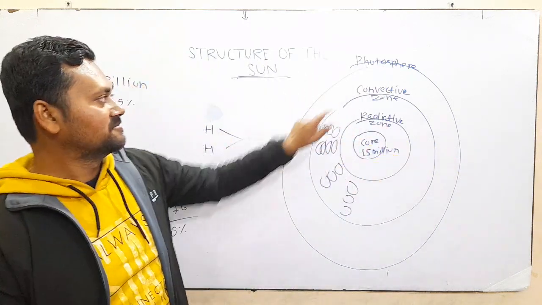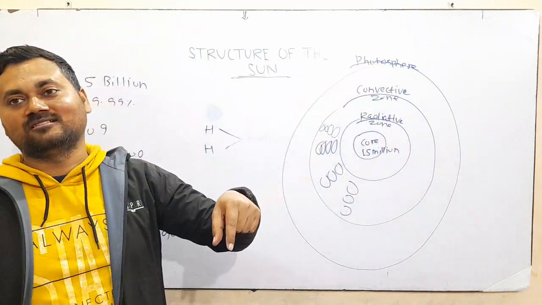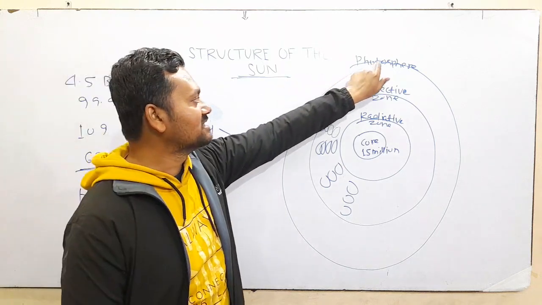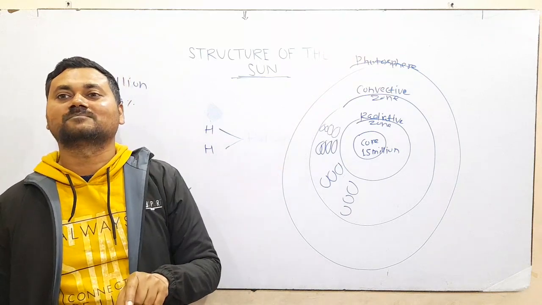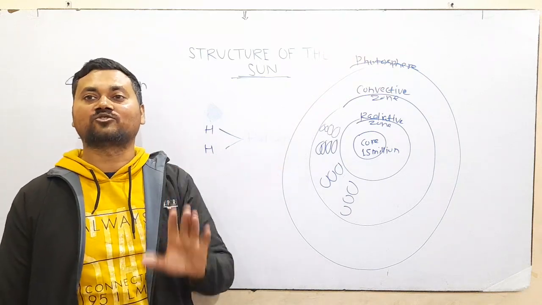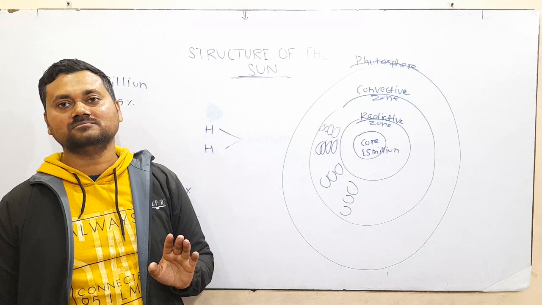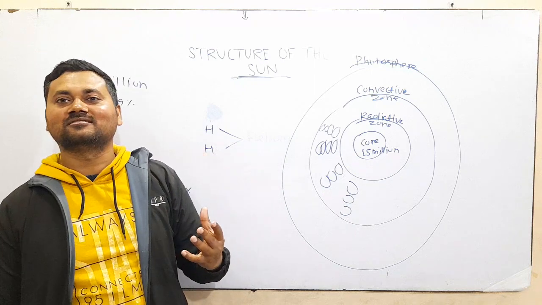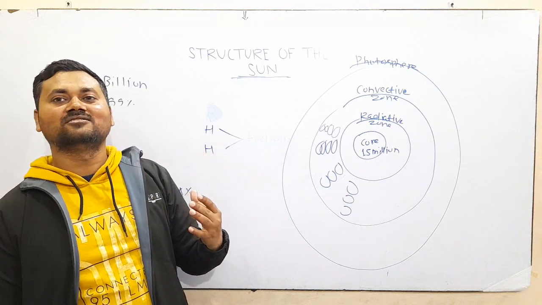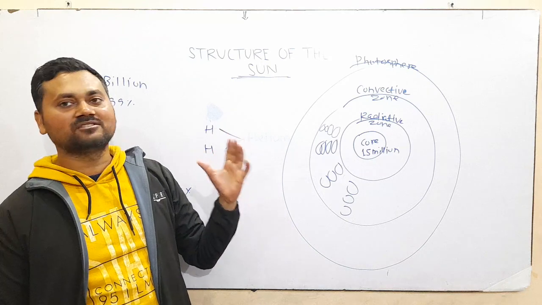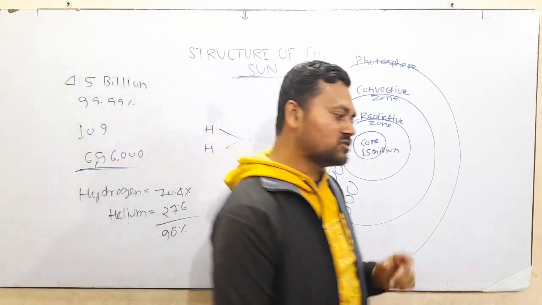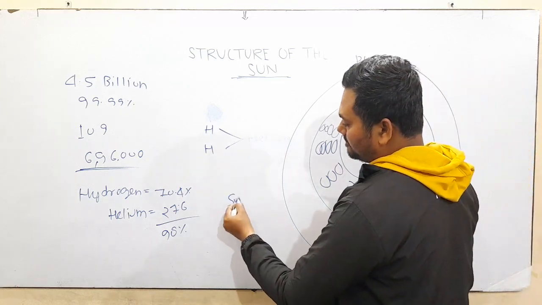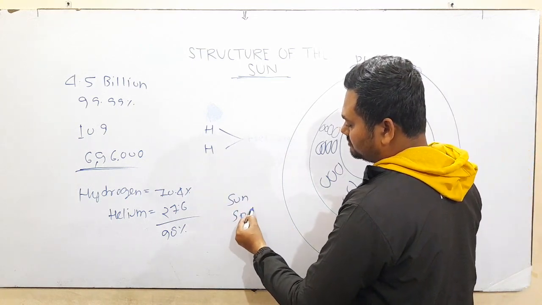And this layer is visible to the people who are living on the earth. Or you can say, we can see this layer, photosphere, from the earth. It is like a thin red rose layer, which you can see from the earth. Photosphere is also famous for one thing, and that is called the sunspots.